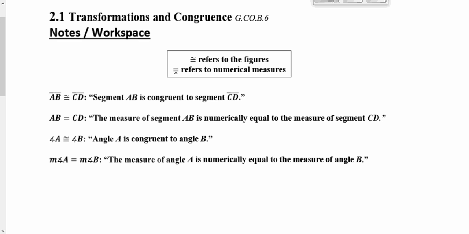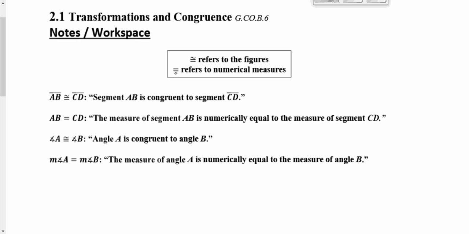It's kind of a subtle distinction, I guess, right? But congruent is used for referring to the figures themselves. Numerical refers to the actual measurement, say in inches or feet, or degrees or something like that, okay? So, for example, if you see this statement here, AB, what's that symbol above AB? Segment, congruent to segment CD. It's read segment AB congruent to segment CD, referring to the figures themselves, okay?